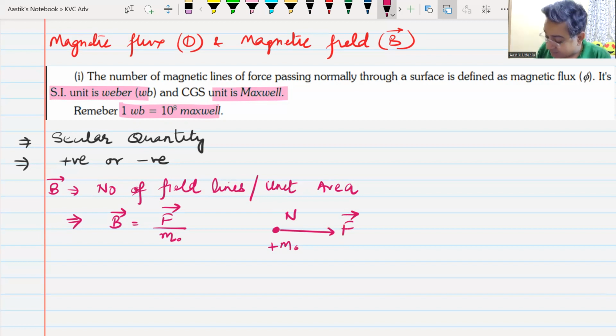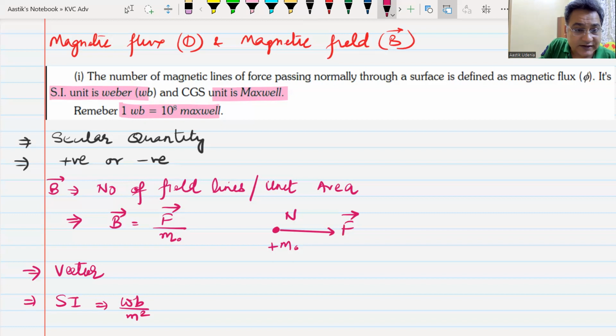What type of quantity is magnetic field strength or magnetic field? Vector. It is a vector quantity. The SI unit becomes Weber per meter square. Do we understand this? Yes, sir.